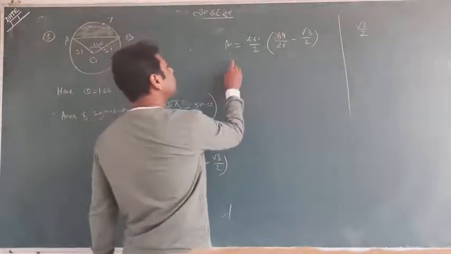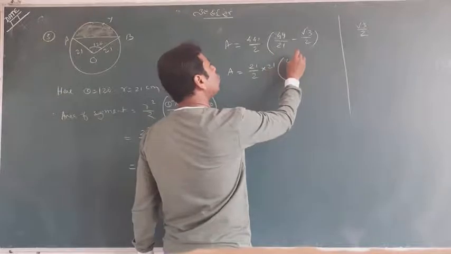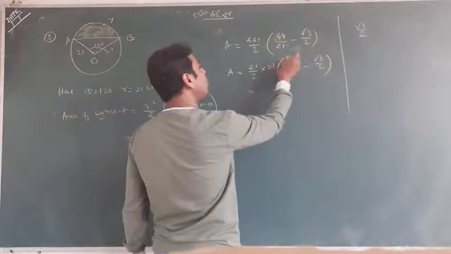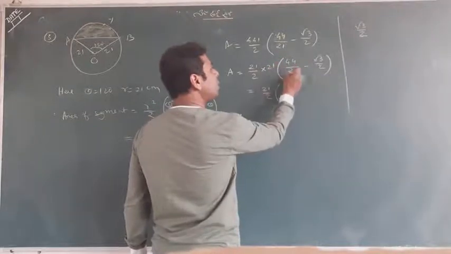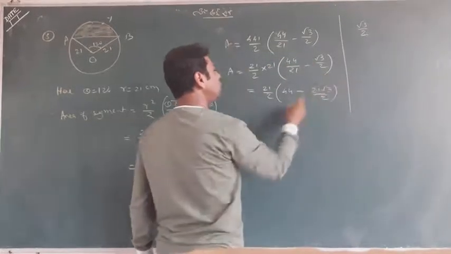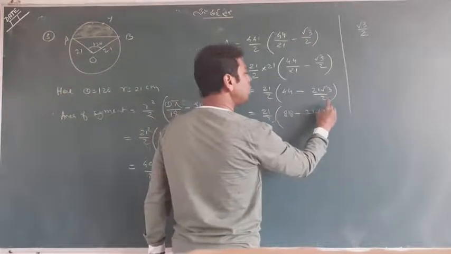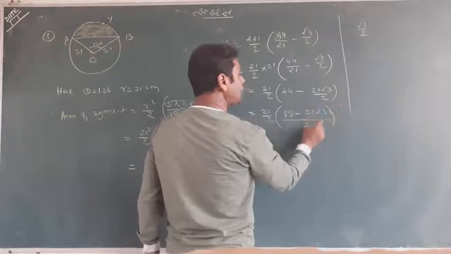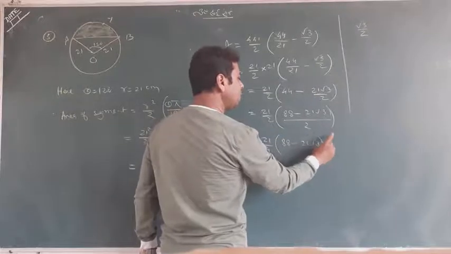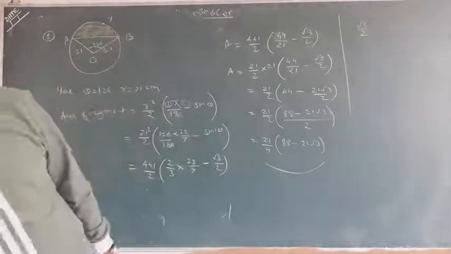What they have done, they have written 21 upon 2 into 21, 44, 21, root 3 by 2. And after the 21, they multiply 21 inside the bracket. 21, 21 cancel. Minus, this is going to be 21 root 3 upon 2. They have taken the LCM here. These two will be 88 minus 21 root 3 upon 2. And 2 into 2 is 4, 21 by 4 into 88 minus 21 root 3. It is the answer of the book. So if you admit, don't do this silly work. I think you can drop your answer right here.